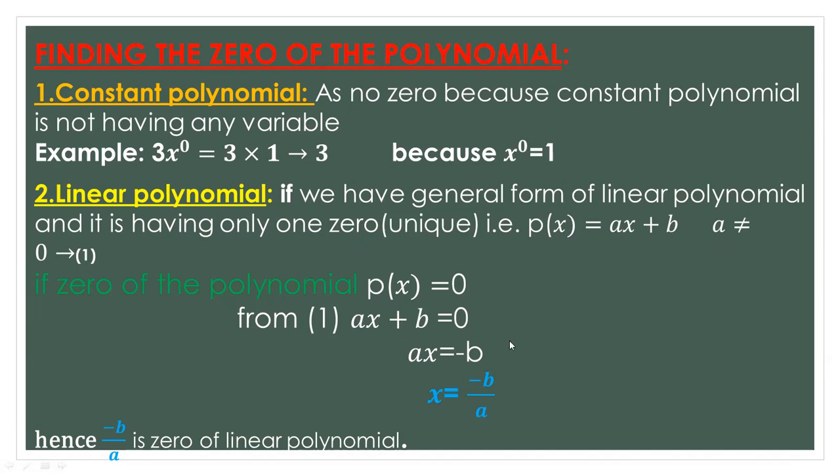Send b to the right hand side, then ax is equal to minus b, then x is equal to minus b by a. It means minus b by a is a zero of the linear polynomial. Okay, students. So in this ninth standard, we are going to study about the linear polynomial and its zeros. More about zeros of quadratic or cubic polynomials we are going to study in the higher classes. For this linear polynomial, we should take some examples to find out the zeros.